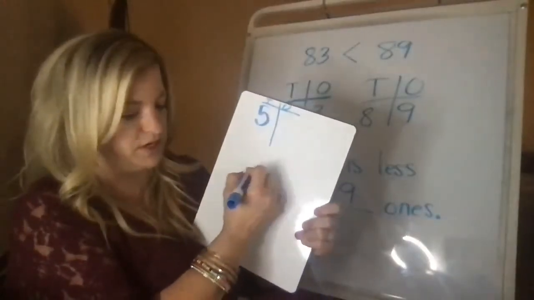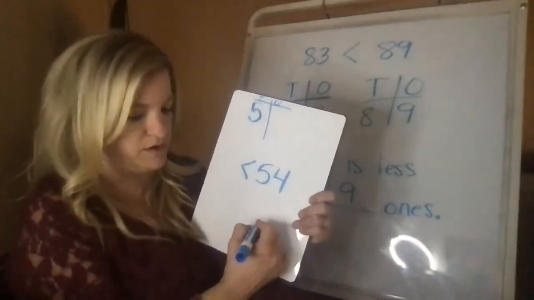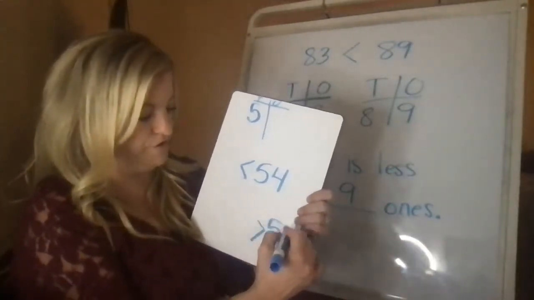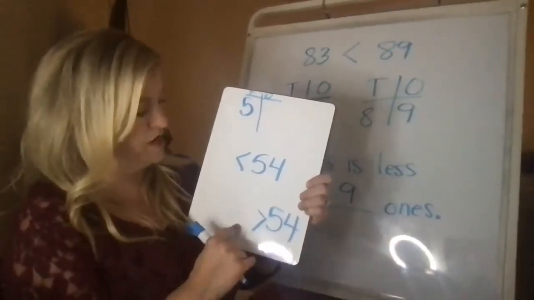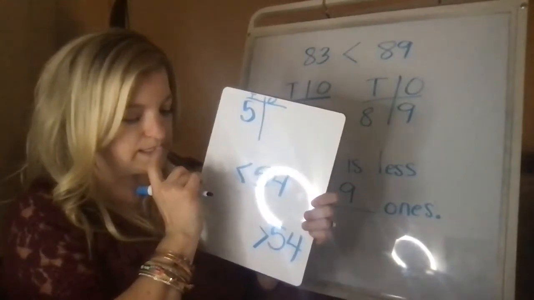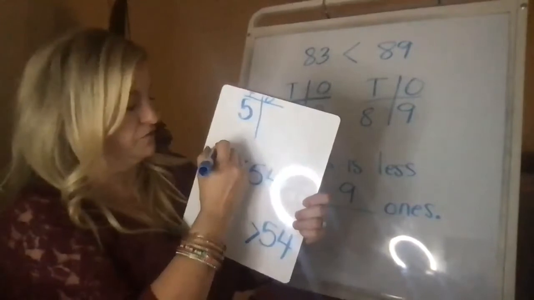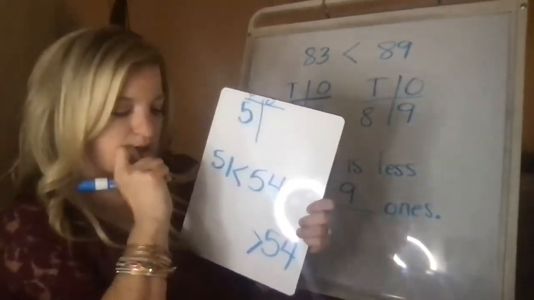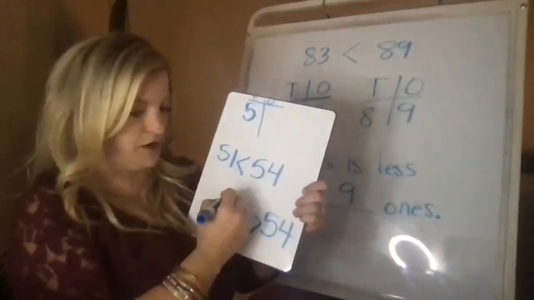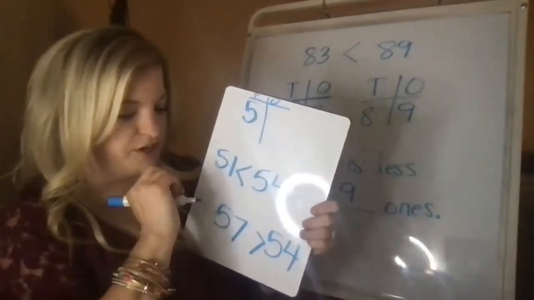It says one number is less than 54, and one number is greater than 54. So the bigger number is going to go here, and the smaller number is going to go here. One number is less than 54. So I could do 51. The other number is greater than 54. I could do 57. Fill in the blanks. Find 2 numbers with 5 tens.